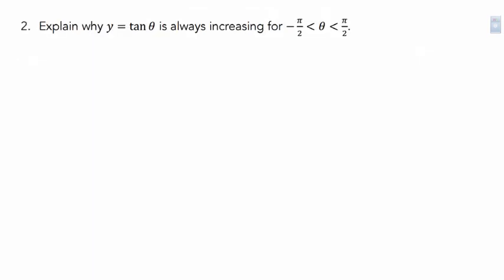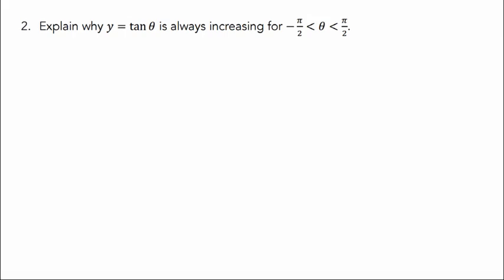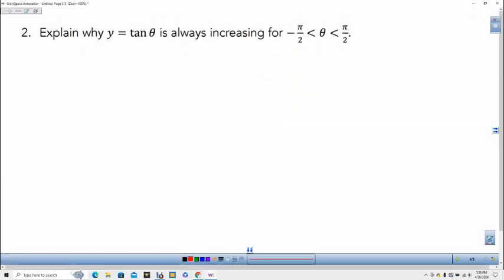All right, so number 2 says explain why y equals tangent theta is always increasing for negative pi over 2 to pi over 2. So to do this, we need to think about the unit circle.